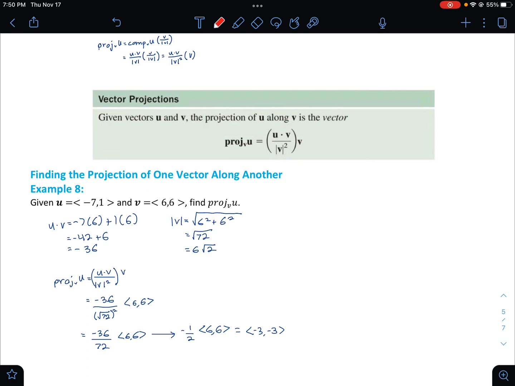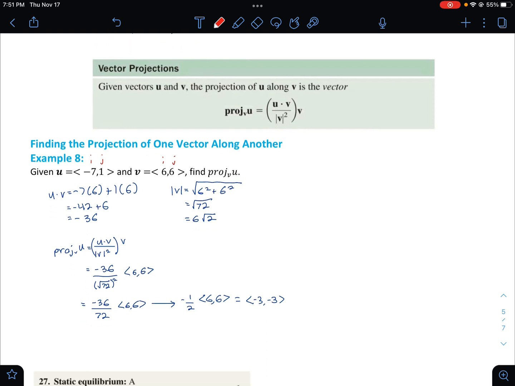So we'll just call this I on both and J on that side. So we first have to take both I's from both U and V and multiply those together, and then J from U and V and multiply those together. And once you do all of that and simplify, you get negative 36 as your answer. So then we have that.